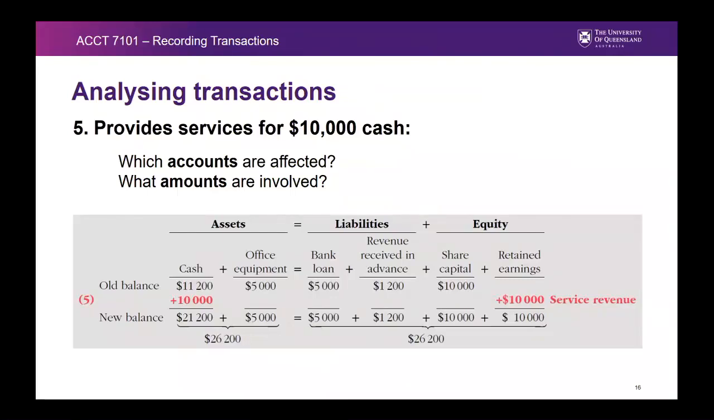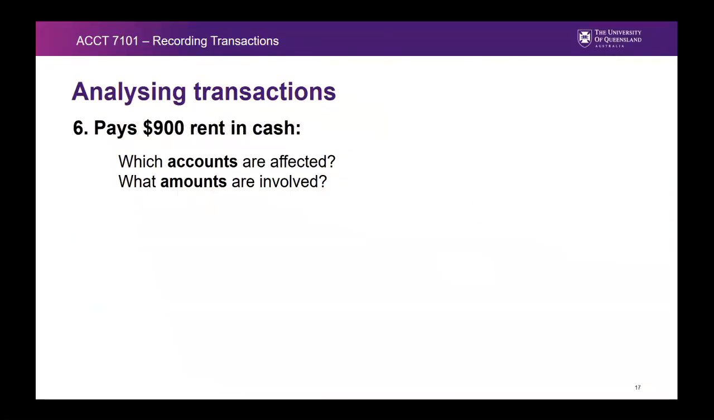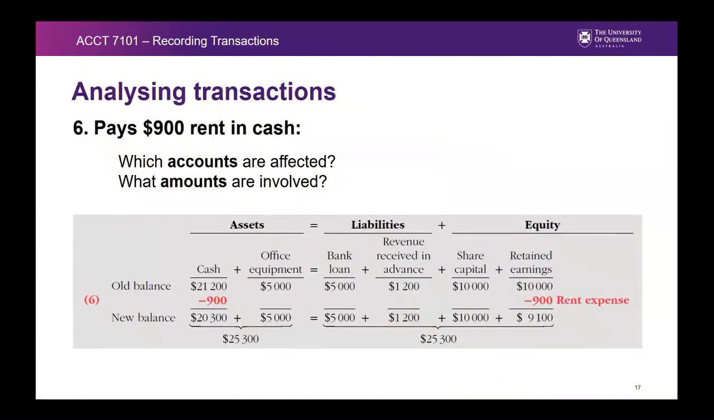Okay, so that was providing services. So we pay $900 rent in cash. So that looks like a rent expense and some cash. So yes, we've got a decrease in our cash asset and we'll recognise an expense. So we've got an outflow of economic benefits from the rent expense we've incurred. So we'll deduct that from equity here. So we reduce an asset and reduce equity by this rent expense. So again, our equation balances.